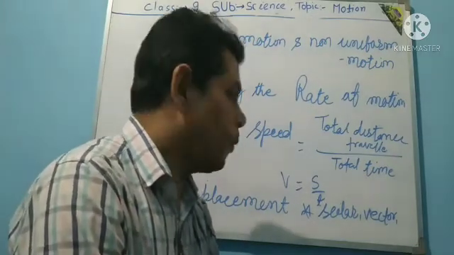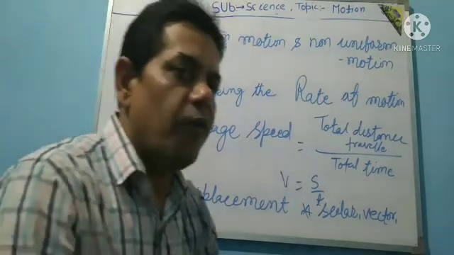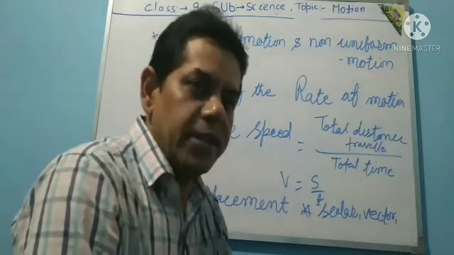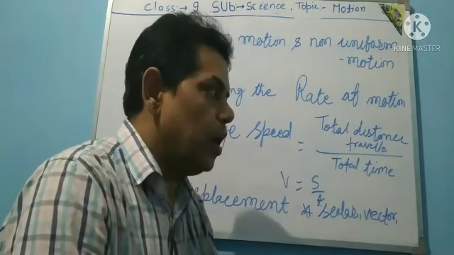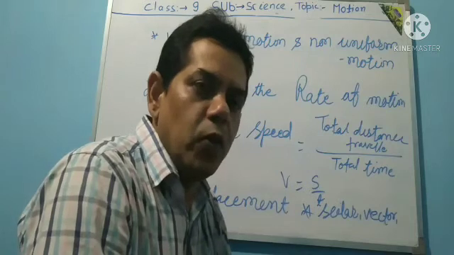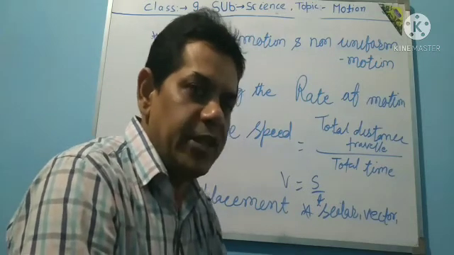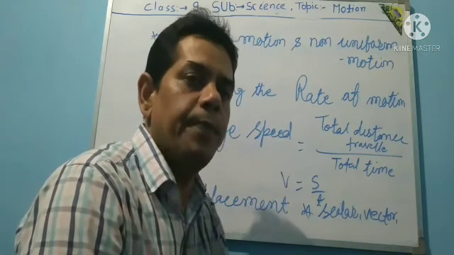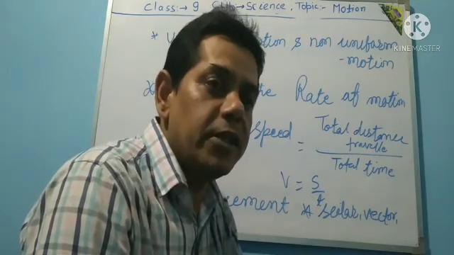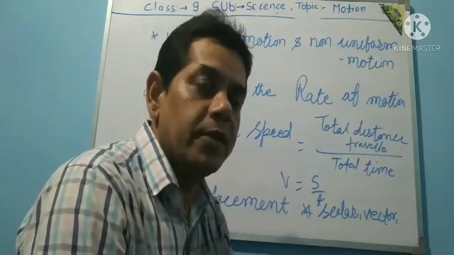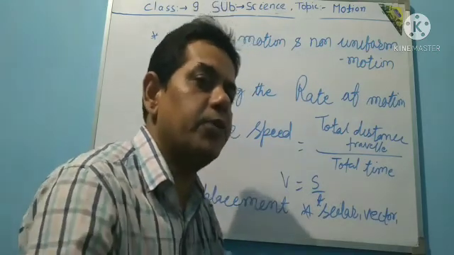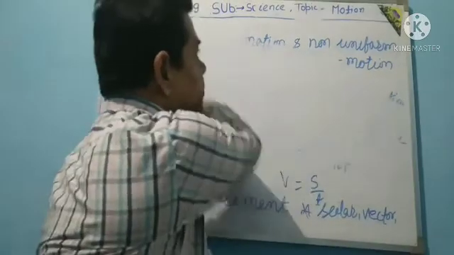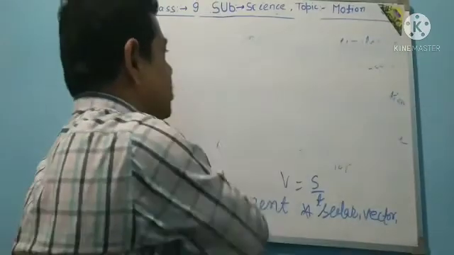Another topic is displacement. What is displacement? When any object travels from one position to another position, that is the total distance, and the shortest distance is displacement. The shortest distance traveled by the object is displacement. So I will explain it to you.